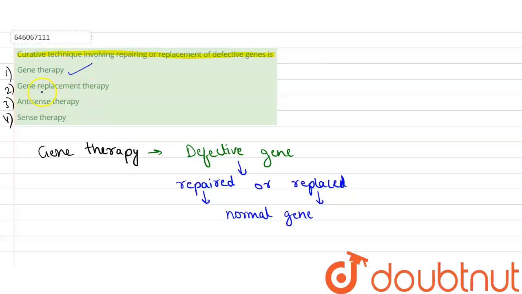Gene replacement therapy is specifically for the replacement process. In the question we have both repairing and replacement, so it will not be gene replacement therapy. Antisense and sense therapy are for RNA. But gene is a part of DNA, so this therapy is for DNA. So the correct answer of the above question will be option 1.